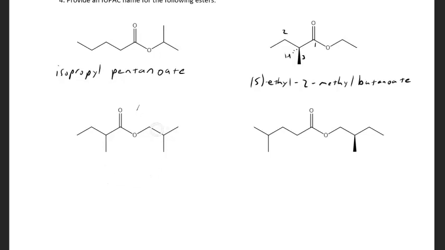For the next one, we have an isobutyl group attached to this oxygen. So that's going to be the first word, isobutyl. So an isobutyl group attached to the oxygen. And then for our parent chain, we have 1, 2, 3, 4 carbons. We also have a methyl group at carbon number 2. So 2-methyl butanoate.